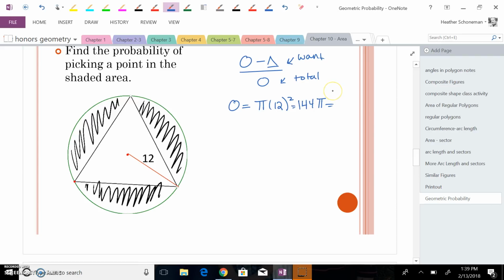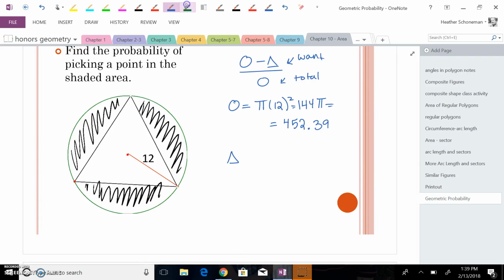Now, to put this into our formula to figure out the percent, this needs to be a decimal. So I'm going to take 144 times the pi button, and I'm going to round to the nearest hundredth, because that's what our decimal is going to be at the end to get the percent to the nearest whole number. And we get this. Now we need to do the triangle.